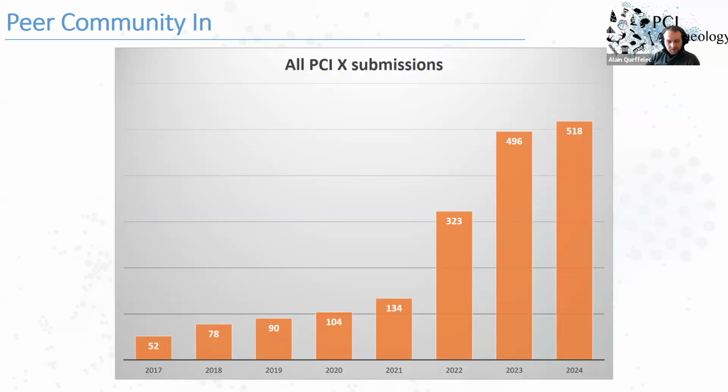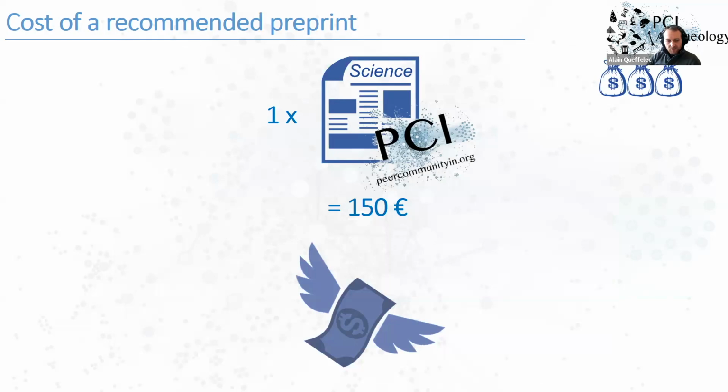So far, the first PCI was created in 2017. And you can see that there has been a rise of the submissions, also thanks to the creation of new PCIs, etc. With this process, of course, it's a bit less cheap than only putting a preprint on a preprint server, because it takes a website, it takes time, etc., to make the evaluation. And so far, it has been evaluated that the cost of a recommended preprint is something around 150 euros, to be compared with the 3,000 I told you about at the beginning of this presentation.